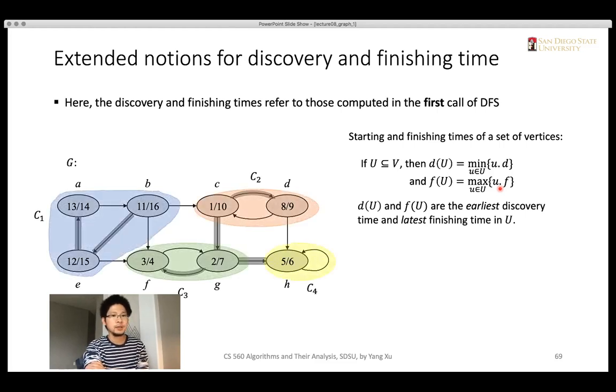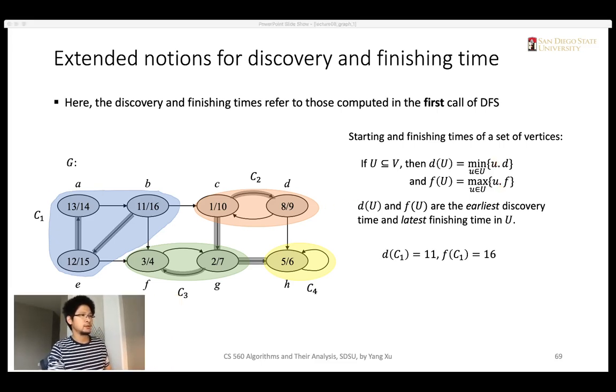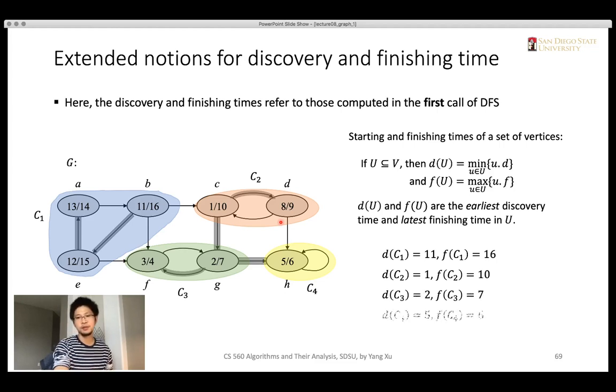So in this graph, with the strongly connected components C1, C2, C3 and C4, we can define the discovery time for C1 to be 11. Because C1 consists of A, B and E, and B has the smallest discovery time, 11. So for the whole component C1, we call the discovery time of C1 to be 11. And the finishing time of C1 is 16, because this is the latest finishing time, for B. Similarly, for C2, the starting time is 1 and the finishing time is 10. For C3, the starting time is 2 and the finishing time is 7. Okay. So that's the second step of extending the notations of discovery and finishing time.